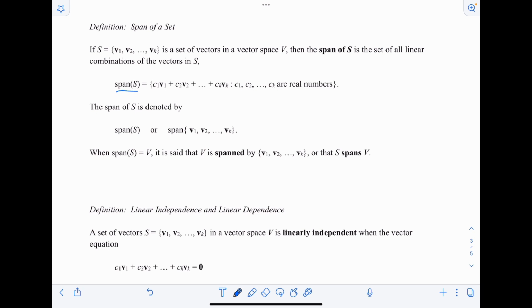Okay, so obviously we can make a scalar 0, which would knock some of those vectors out. We can make them positive. So every combination, right? So these are all linear combinations. That's the span of S. A couple ways to denote it. We've already seen span of S. Or you might just say span of, and then the actual vectors themselves. When the span of S is equal to V, and this ties right back into what we were just talking about, in other words, when all of those linear combinations create the entire vector space V, then we say that V is spanned by those vectors or S, or that S spans V.